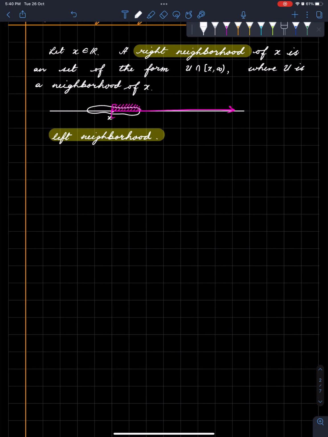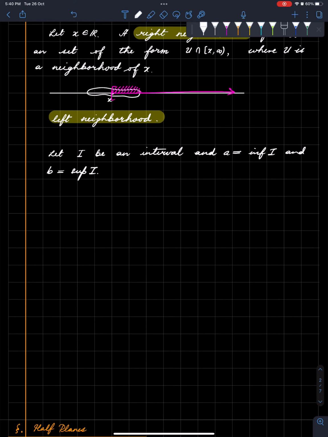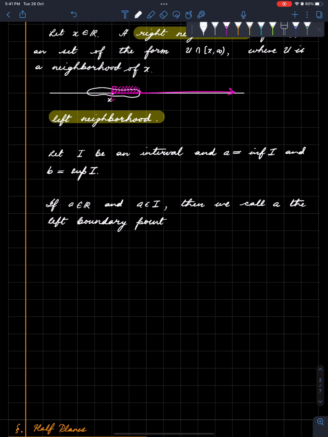And now finally let me define left and right boundary point. So let I be an interval and a be the infimum of I and b equals the supremum of I. So then if a is a real number and a is in I, then we call a the left boundary point of I, and if b is in R and b is in I, then we call b the right boundary point.